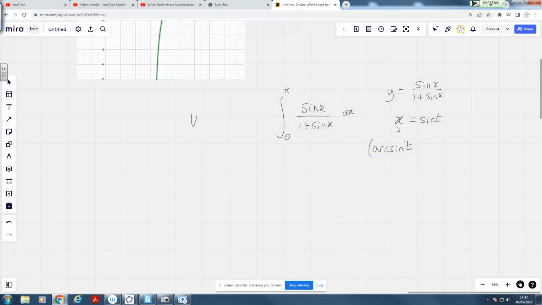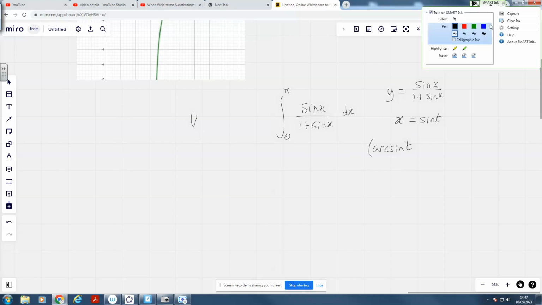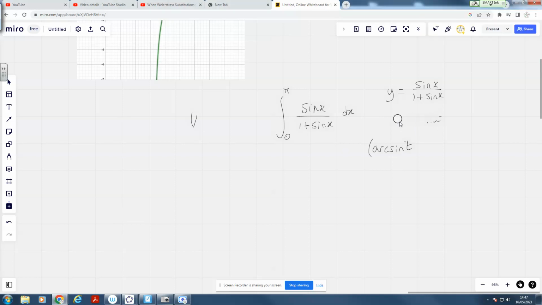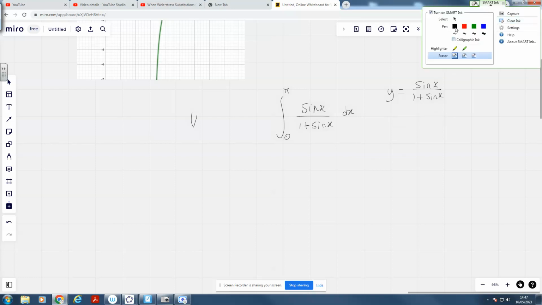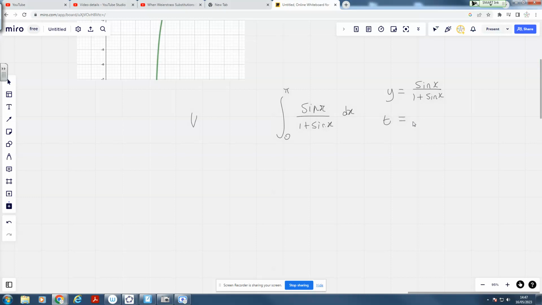Yeah. What was this? I've messed this up. I do apologise, I've absolutely messed this up. The correct substitution you suggested was t equals sine x, wasn't it? Now that's making sense. T equals sine x, and all hell broke loose, didn't it? Now that means that x is arcsine t, whereas y is going to be t over 1 plus t, yeah?